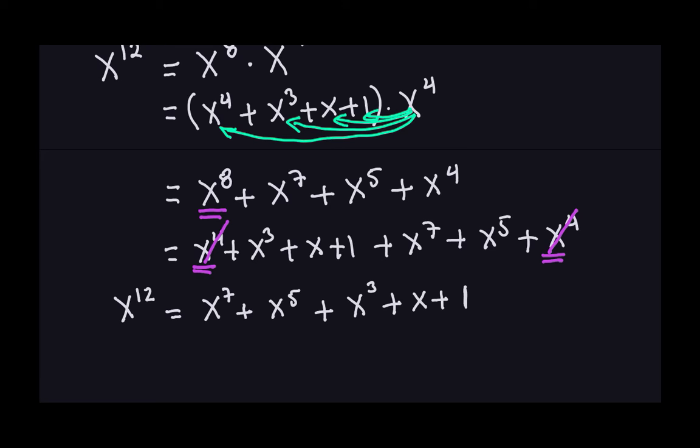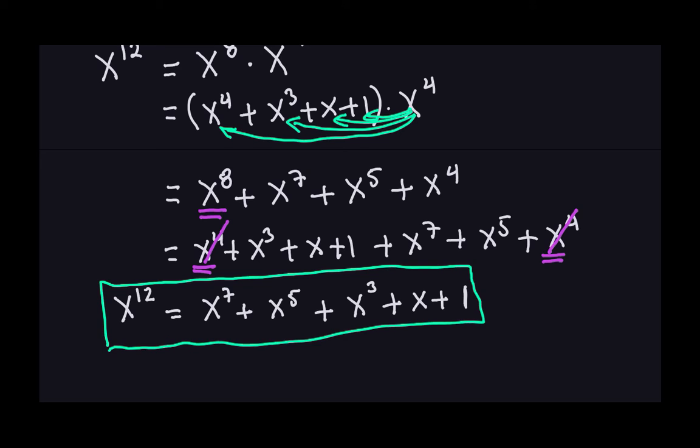Okay, so I'm going to mark that down. Let me use a color here. So let's say this one, this is x to the 12. So I achieved that goal. The goal was to reduce the power x to the 12 to something that is a power 7 or less, and I achieved that. x to the 12 is this polynomial of degree 7 or less. Okay, so that's what we have so far.